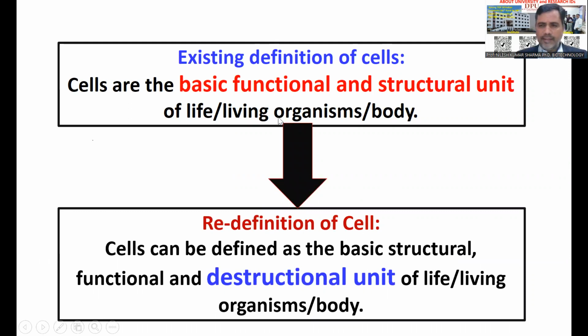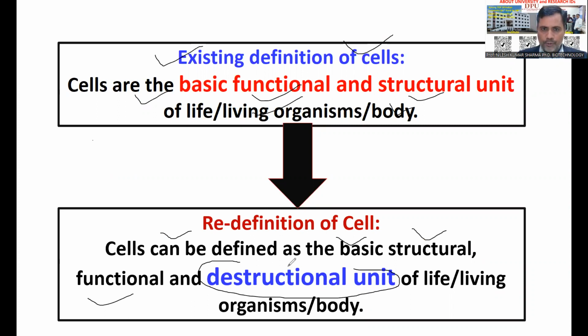So my dear friend, as I discussed, this is the existing definition of the cell, that is, the basic, functional, structural unit of life, of the living organism or body. Can we redefine the cell based on the evidence? Cells can be defined as the basic, that is fundamental, structural, functional unit, as I suggested earlier, and which already exists. The third new dimension, or the scope, what I think, can be the destructional unit of life, of living organisms. And I would like to defend here why the cell can be added with the attribute of destructional unit of life or living organisms or the body system. I will try to defend it later on.